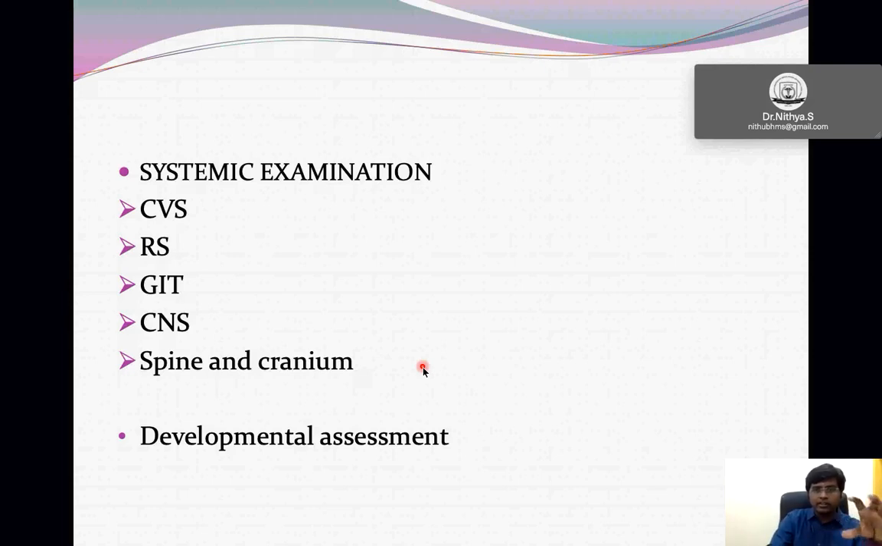So once you have completed all these things, you should be able to come to a final diagnosis, and then you plan your management accordingly. So this is your approach to pediatric history taking and examination.